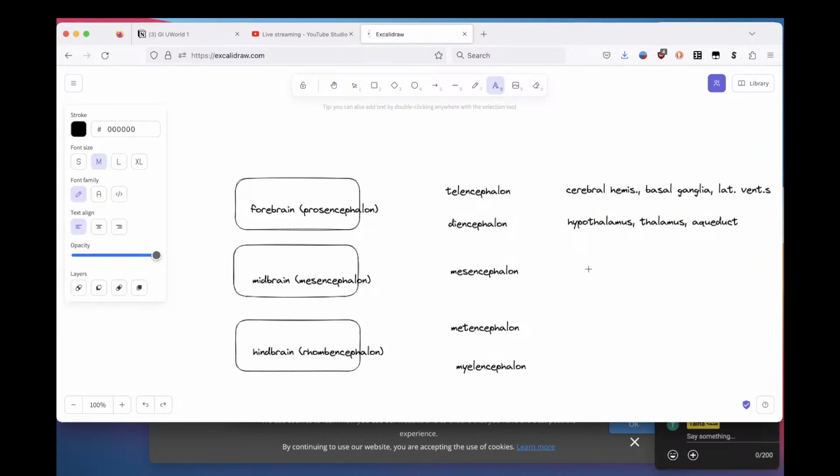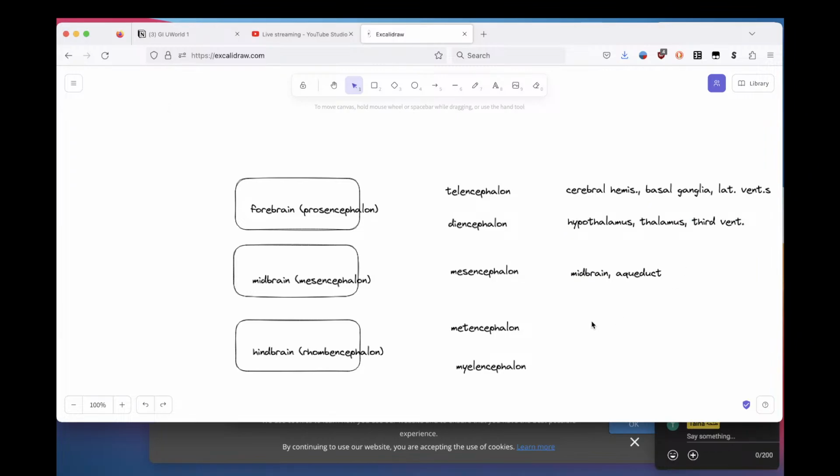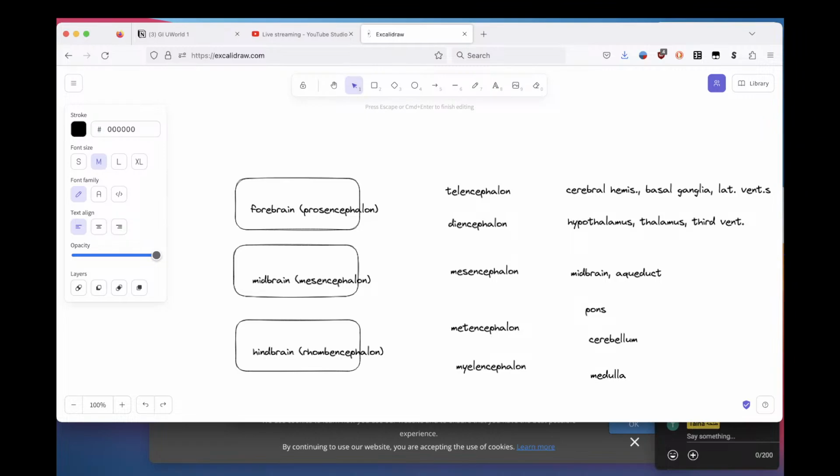Okay, from the mesencephalon, we're going to get just the midbrain. Oh, sorry, the aqueduct is here. This should be the third ventricle. Okay. Then from the metencephalon, we're going to get pons. One part will be pons, one part will be, what's between, oh, cerebellum. Pons, cerebellum, and then finally the myelencephalon becomes the medulla. Okay?